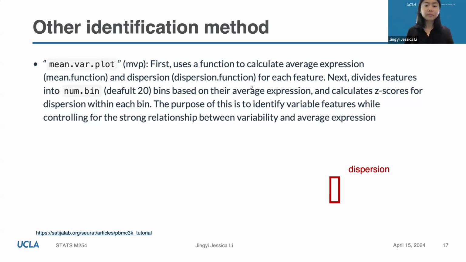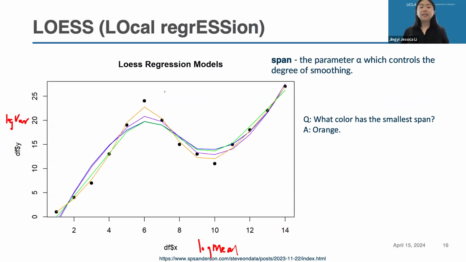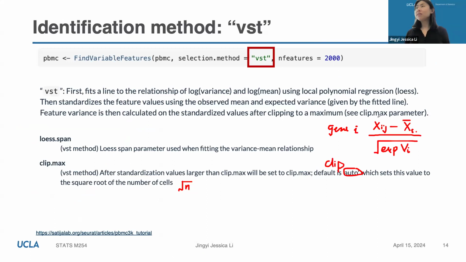The purpose of this is to identify variable features while controlling for the strong relationship between variability and average expression. So you can see that it's conceptually very similar to LOESS, except that here you're not doing this LOESS fitting, but you're dividing your X values into 20 bins. Then within each bin, you do the standardization, just like what we do here. But here the mean is from this gene itself, right? But over there, the mean is actually by, how to say it?